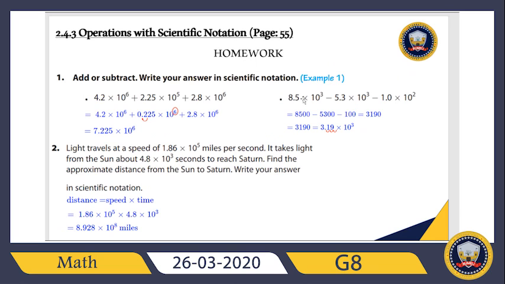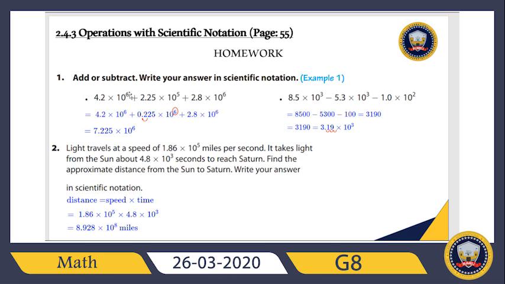Add and subtract, write your answer in scientific notation. Let's start from the first expression here. It is 4.2 times 10 to the power of 6 plus 2.25 times 10 to the power of 5 plus 2.8 times 10 to the power of 6. You have two ways basically to solve this. Here I'm choosing to change the power of this middle number so that it will be the same as the power of these two so that I can add them together.